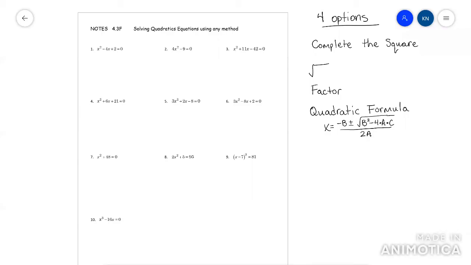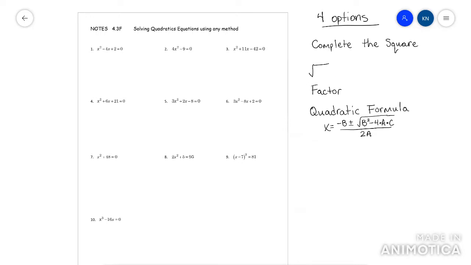This video is going to go over 4.3f, which is solving quadratics using any method you want. So if you look over here, there's really only four options that you have. You can complete the square, you can solve by square rooting, you can factor, or you can run the quadratic formula. In terms of my preference, quadratic formula will do every single one of these, but I really like factoring.